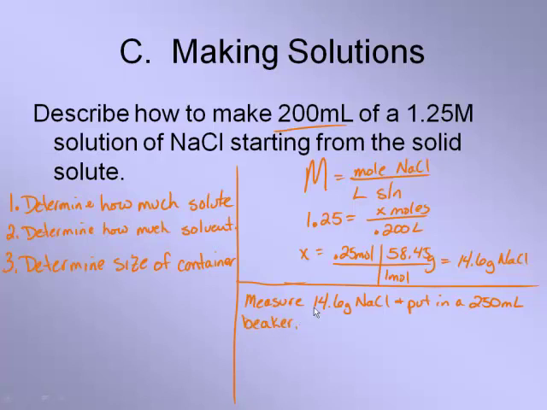Now here's the key phrase. Add enough water to make 200 milliliters of solution. You notice they actually say this on the back of the iced tea container. It says add enough water to make 1 gallon or 5 quarts or whatever it's going to be.